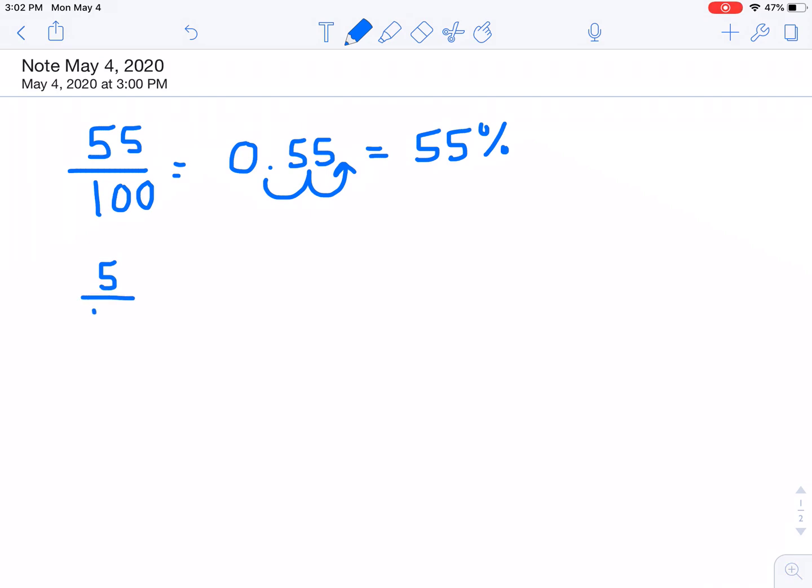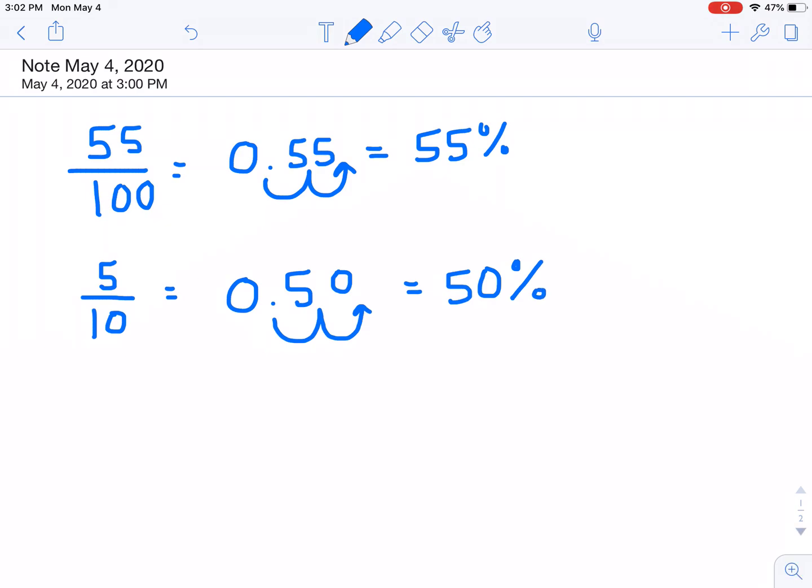How would you write 5/10 as a decimal and then as a percent? That is 5/10ths, right? And then if we move that decimal over 2 times, that's where it would go. So we put a 0 right there. So that would equal 50%, which is super easy because 5 over 10, 5 is half of 10.